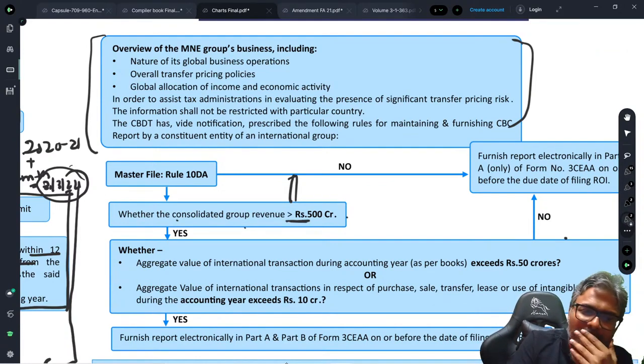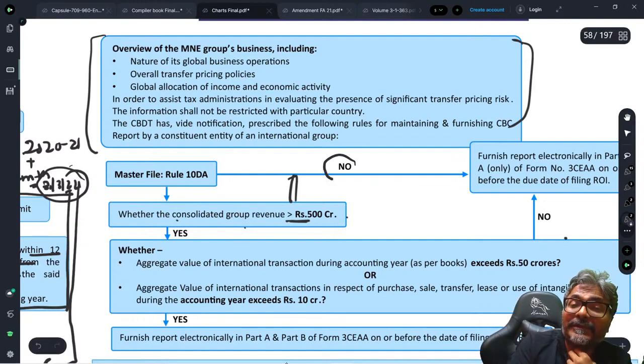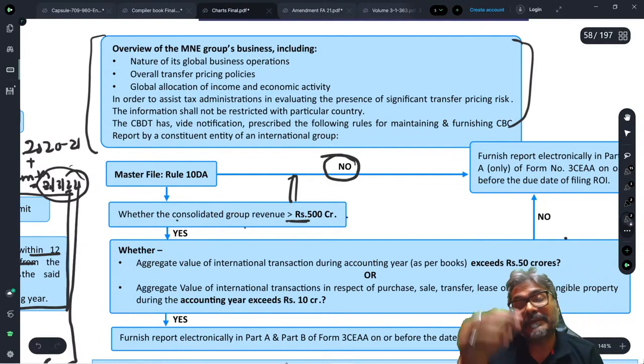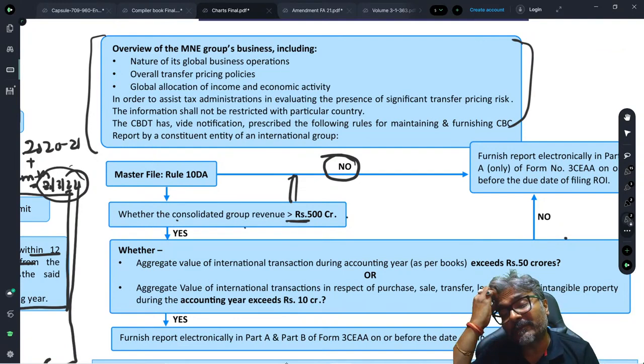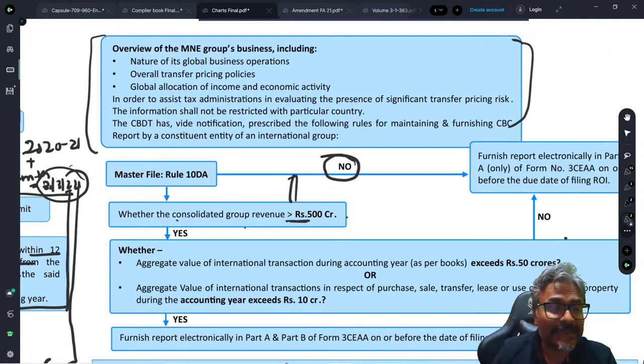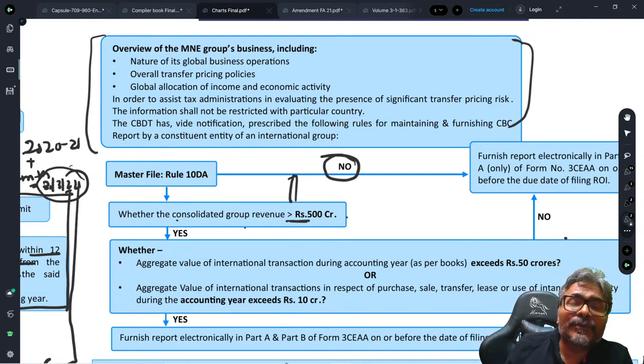So this is a very low amount, isn't it? Whether the consolidated group revenue exceeds 500 crores. And if it exceeds 500 crores, then only you will have to take it further. Otherwise, if the consolidated group revenue does not exceed 500 crores, students, then as you can know, there is no further requirement to furnish the master file.